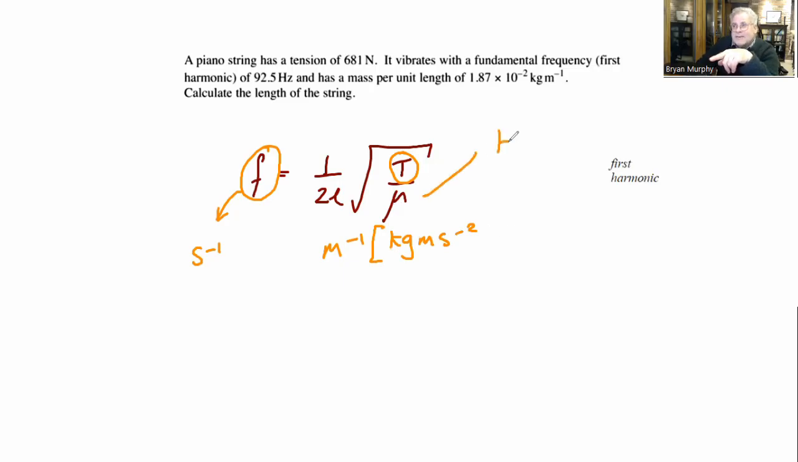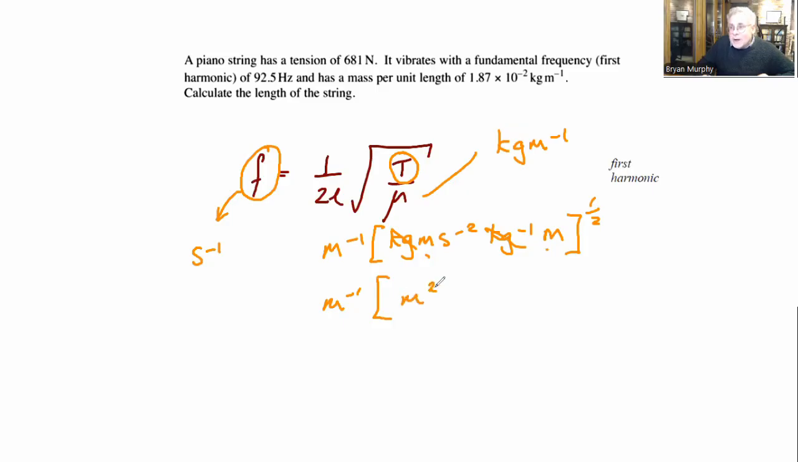Mu is mass per unit length. But because it's on the bottom underneath T, we change the signs. So it becomes kilograms to the -1, meters. Okay, so now we've got what's in the bracket, but it's a square root, so that is to the half. Much to my absolute delight, the kilograms cancel out. And in the brackets, we get meters times meters, which is meters squared, seconds to the minus 2. That's what we've got left.